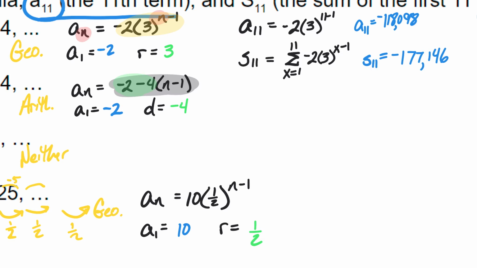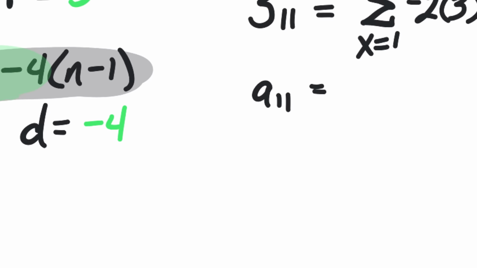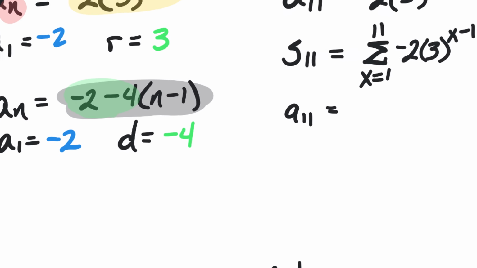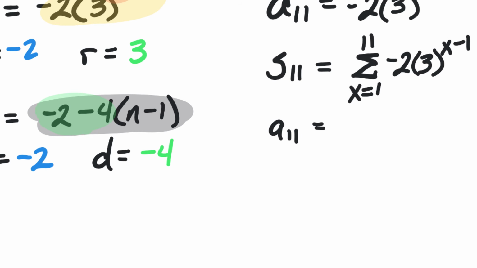We'll write all of these out and we'll take them all to the calculator. How about that? A sub 11. Again, this one we put directly as it reads. So let's zoom in here. This one is going to be -2 minus 4, 11 minus 1.